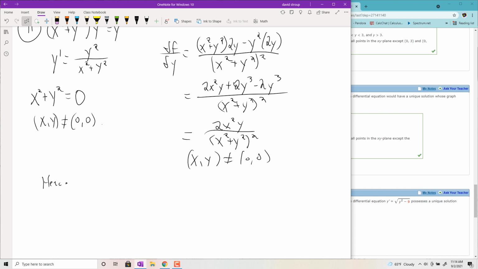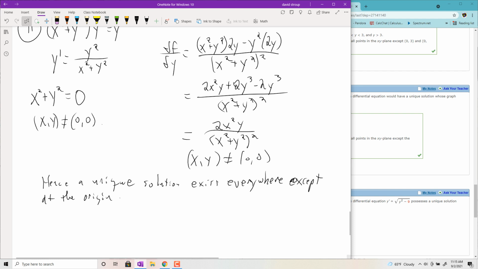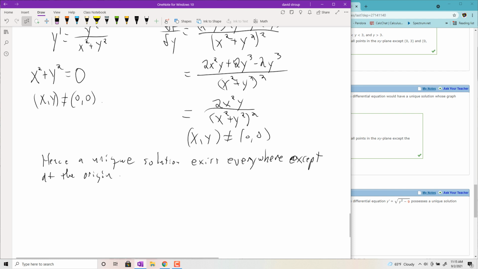Hence, a unique solution exists everywhere except at the origin. Okay, so hopefully that makes some sense. Let's see if there's anything else I want to hit.